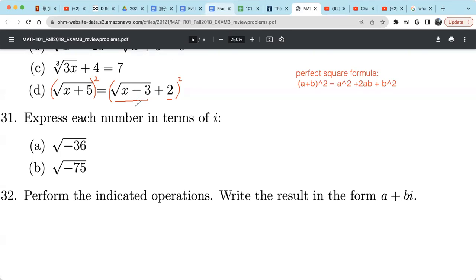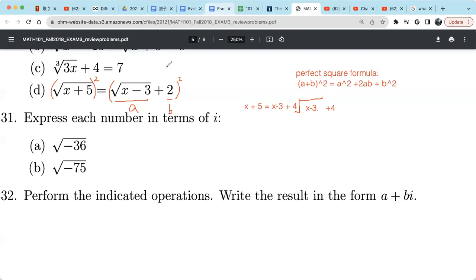So in our case, what's A? This square root of x minus 3 is A. 2 is our B, right? The left-hand side is pretty easy. The left-hand side just becomes x plus 2, x plus 5. So for the right-hand side, I have to apply the perfect square formula. So I get square root of x minus 3 squared, which is just x minus 3, plus 2 times 2, which is 4, times square root of x minus 3. I'm going to write it with a pencil. Then what else do I have? I have 2 squared, which is 4.